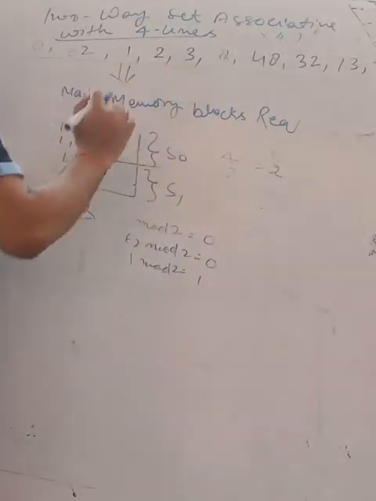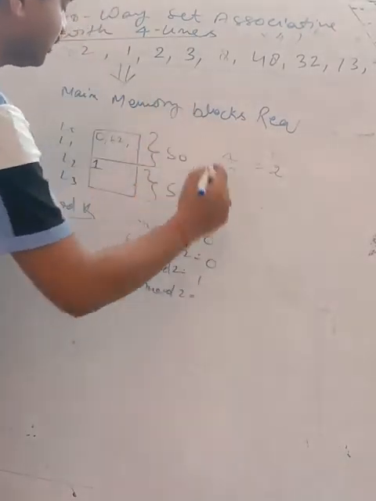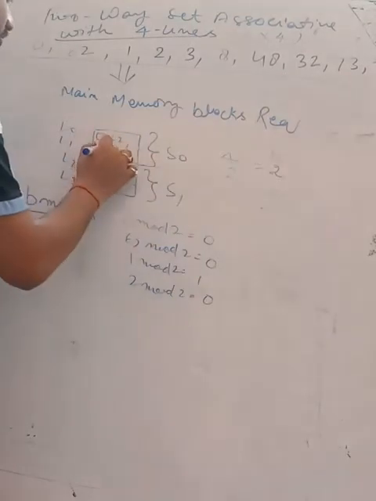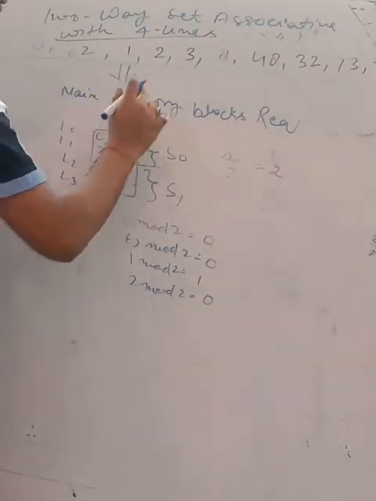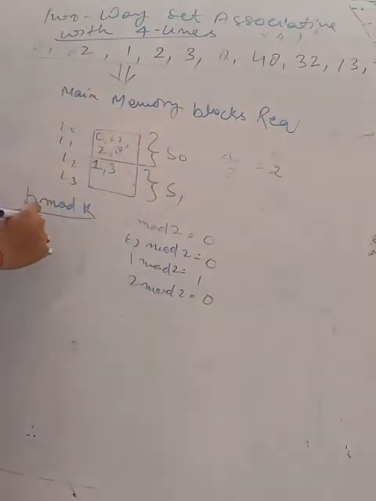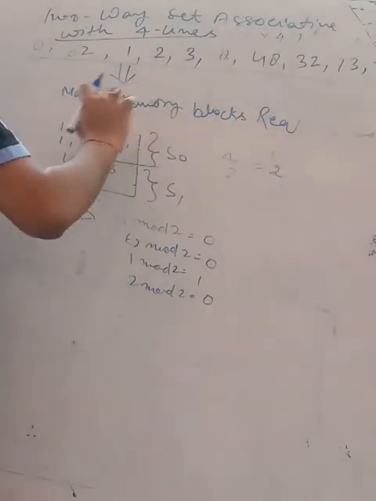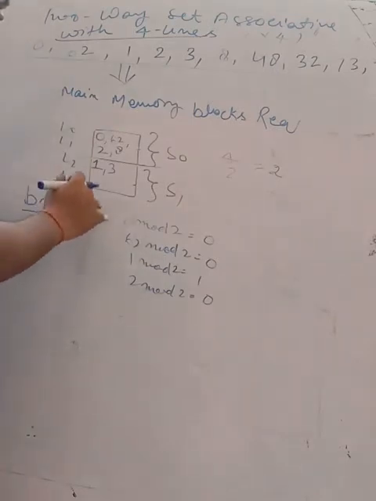Now 2 mod 2 is 0, so it will be stored in set 0. So 2 will be stored here, and 3 mod 2, 3 will be stored in set 1. 8 mod 2, 8 will be stored here. And again we talk about 48. Now where will we store 48?